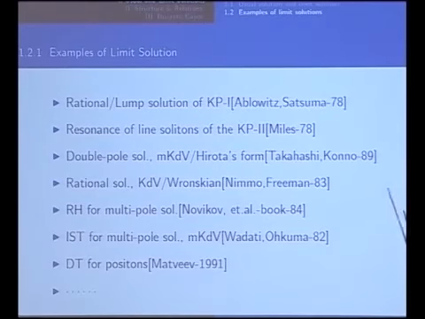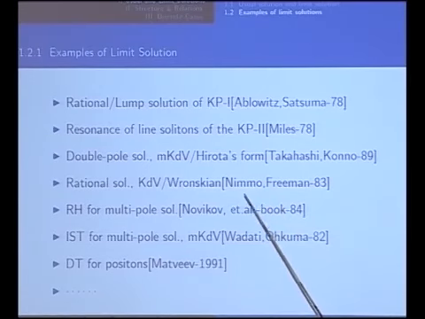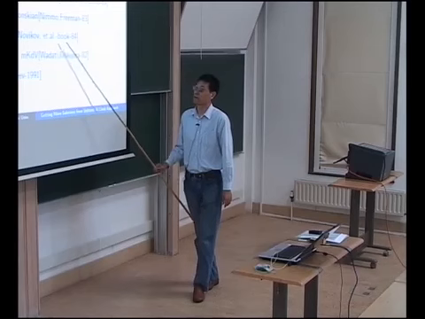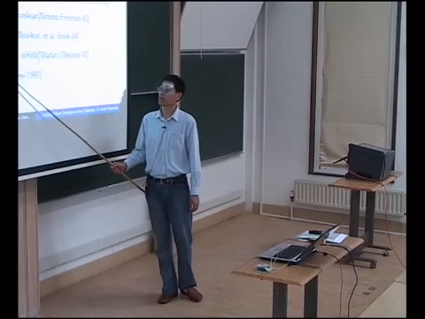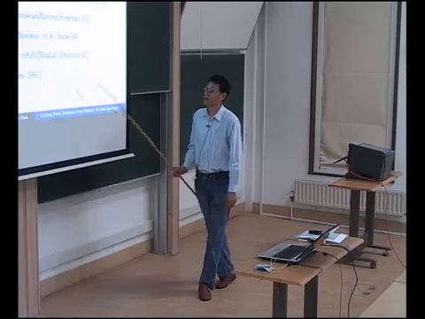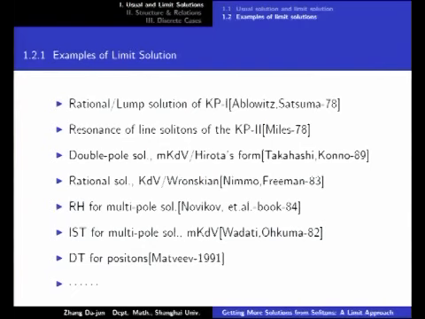For limit solutions, there have been many examples. One earlier example is the rational solution for the KP equation, KP1 and KP2. For KP1, we can get lump solution. Another example is resonance of line solitons of KP2. It is also a kind of limit. The double pole solution in Riemann-Hilbert form for modified KdV, and the rational solution in Wronskian form for KdV, and also the Riemann-Hilbert method for multiple pole solutions, and the inverse scattering transform for multiple pole solutions.